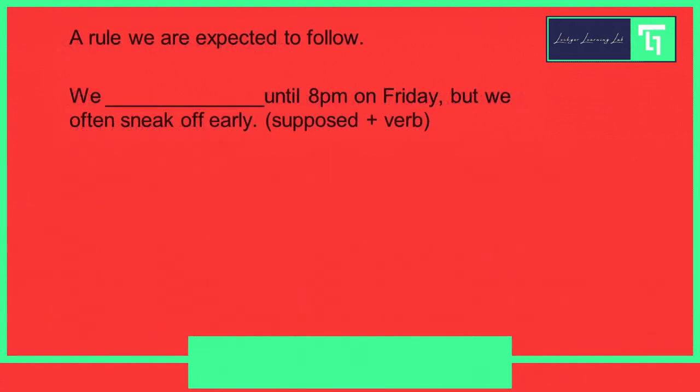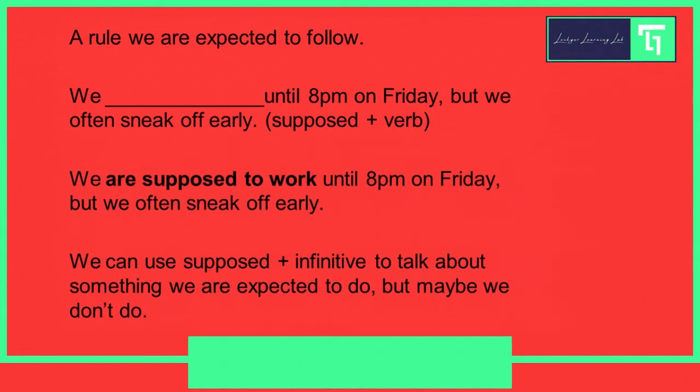When we're talking about a rule that we're expected to follow, there's another structure we can use. We can say we until 8 p.m. on Fridays, but we often sneak off early, so we kind of escape early from the office. So we are supposed to work until 8 p.m. on Friday, but we often sneak off early. So it's the rule, but maybe we don't follow that rule. So we are supposed, and then the infinitive with to.